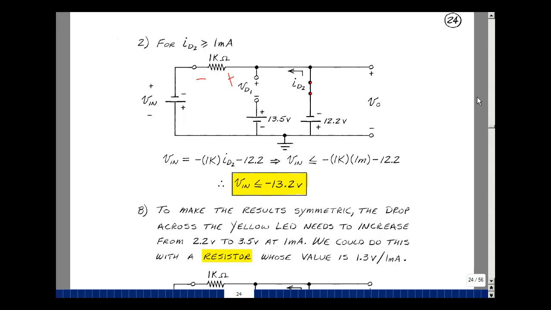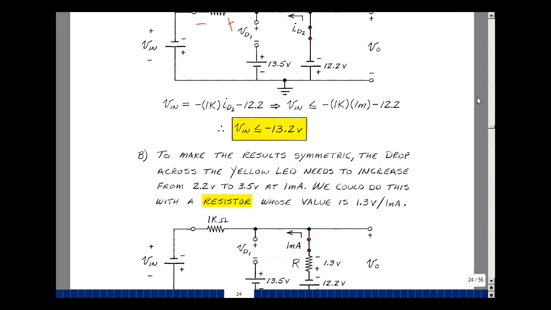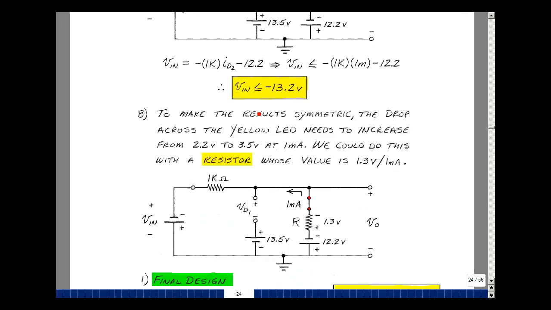The results are not symmetric. In other words, we turn on the green LED when we have a voltage greater than or equal to 14.5 volts. And then we have the yellow LED light whenever we're less than or equal to minus 13.2. Make it so that it's the same in both directions. So I need to change this from minus 13.2 to minus 14.5.